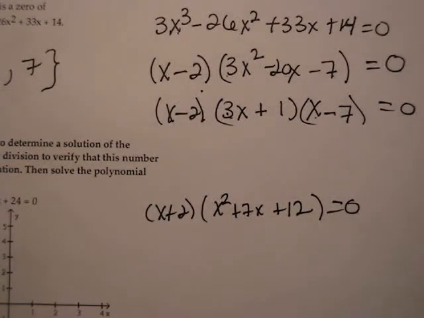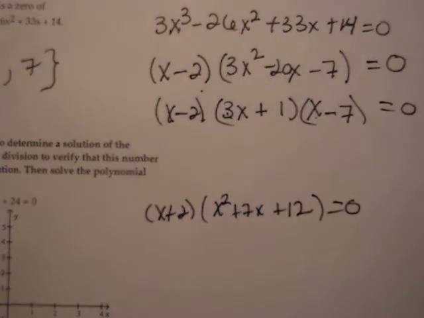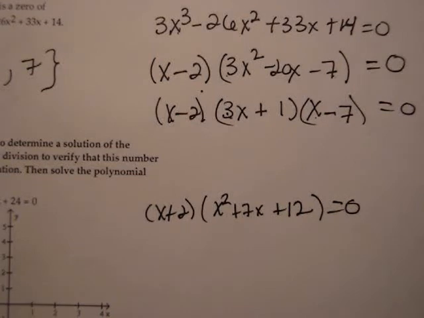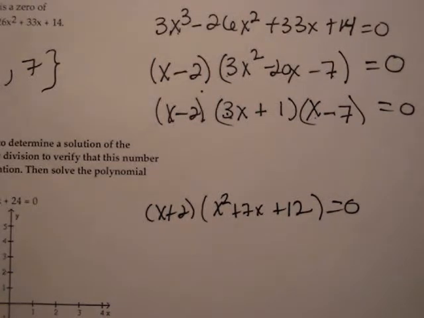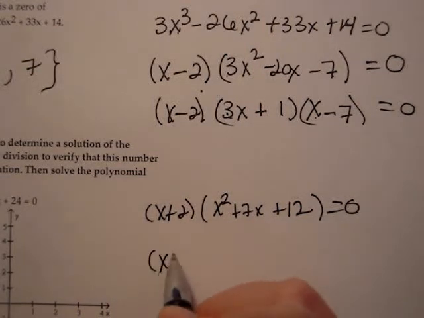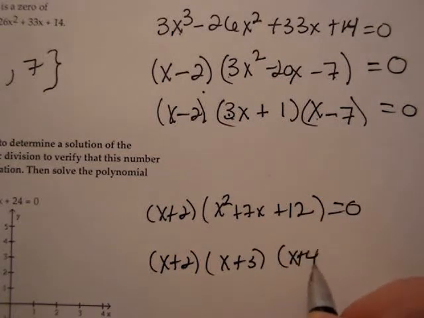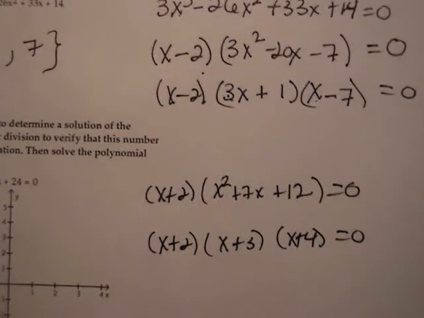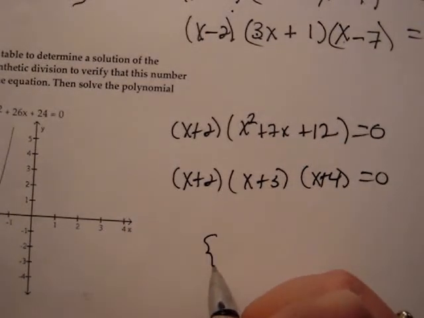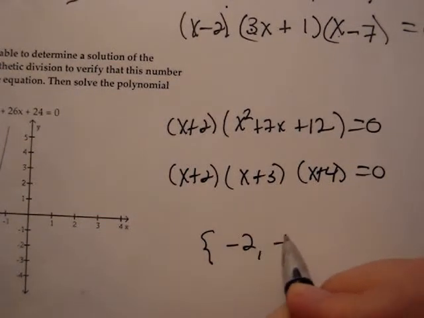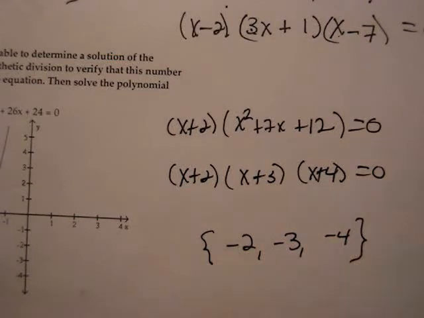Okay, so I went off to my scratch paper and I did my synthetic division, and I figured out that if I factor out x plus 2, the quotient I'm left with is x squared plus 7x plus 12. And can we factor that? Oh yeah, that's a nice easy one to factor. That would be x plus 3 times x plus 4 equals 0. And therefore, my three solutions to this equation are -2, -3, and -4.